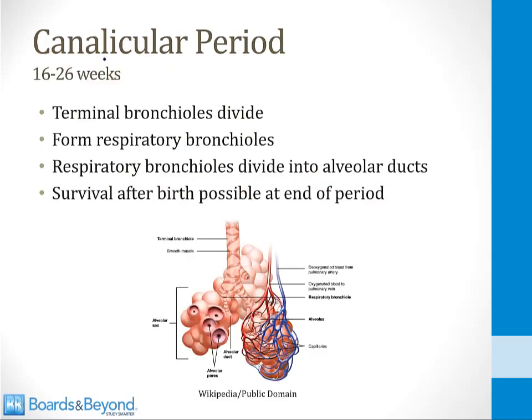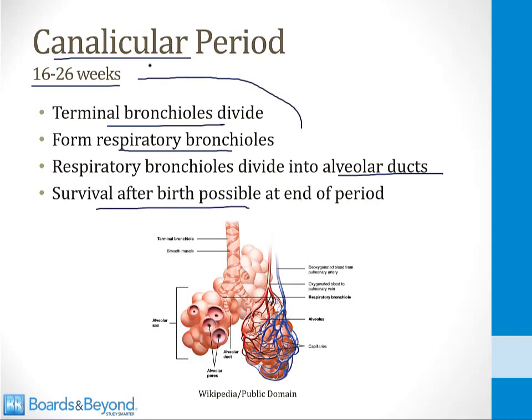Now let's talk about the next phase of lung development. That's the canalicular period. This occurs from 16 to 26 weeks in utero. During this period, the terminal bronchioles divide and start to form those respiratory bronchioles, and those bronchioles divide and start to form alveolar ducts. And at the end of this period, you're starting to get some alveolar structures, and survival after birth is possible. So basically, 26 weeks is about the earliest a baby can be born prematurely and survive, and that's because it takes this long for alveolar-type structures to develop so the baby can breathe.